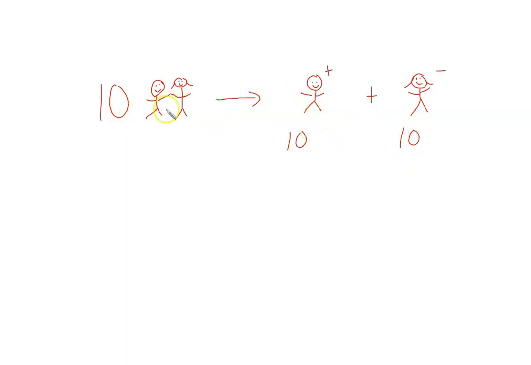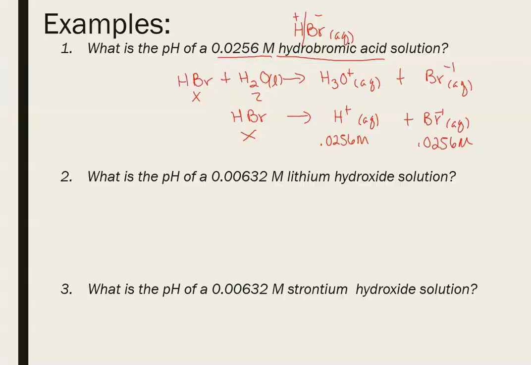Because they broke up, now there's 10 boys and 10 girls. So that's how many there are of each one. So if we had in that example a 0.0256 molar solution, that's why they're equal amounts of those. So I'm hoping that makes sense to you.